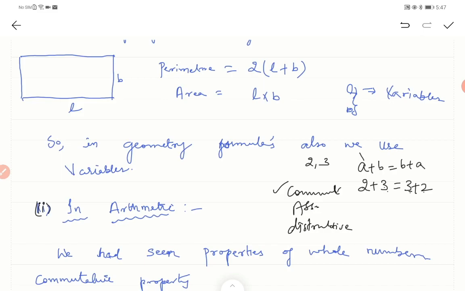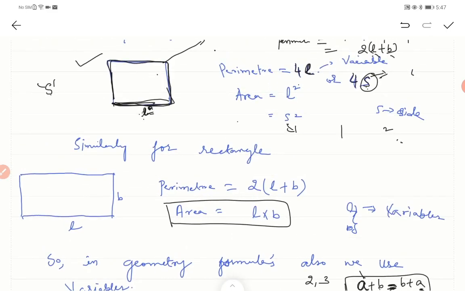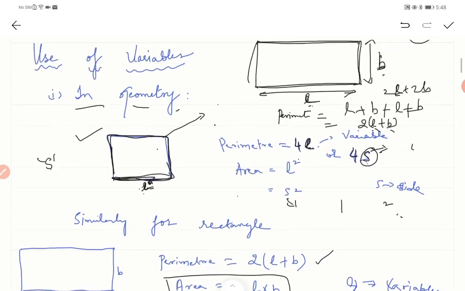So a can be anything: it can be 2, 3, 5, whatever number. b also can be anything. Whatever number you take for a, it will hold the same value on both sides. Thus this is called an equation. Whenever you have an equal to sign, you call this an equation. This is also an equation.